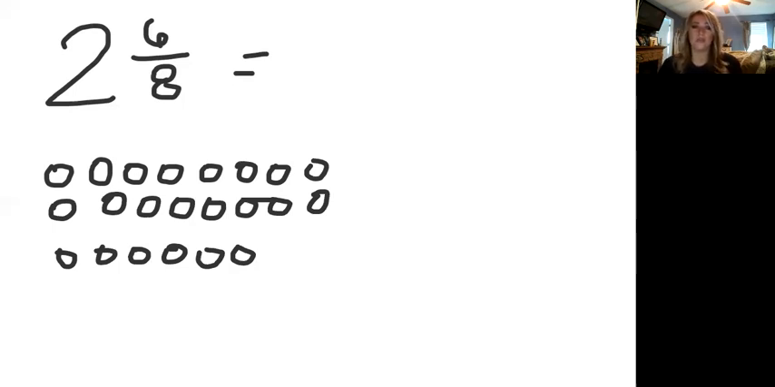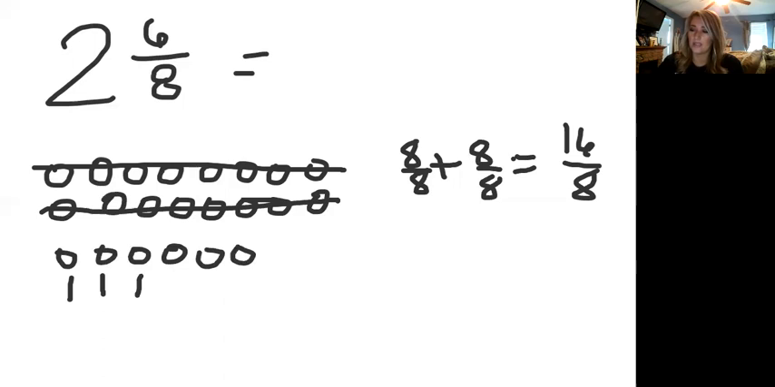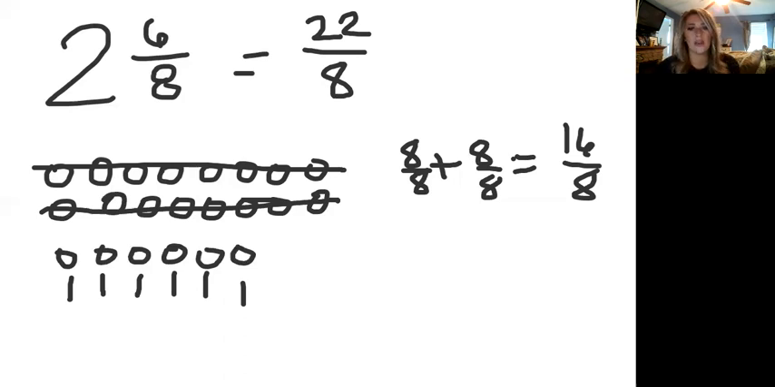So each one of those circles represents an 8. I know that this row, since that was a whole, that's 8/8 right there. This would be another 8/8. So 8/8 plus 8 more 8s would be 16/8. Okay, that would be 2 wholes. So I'm at 16/8, 17/8, 18/8, 19/8, 20/8, 21/8, 22/8. 22/8 is the improper fraction for that mixed number.